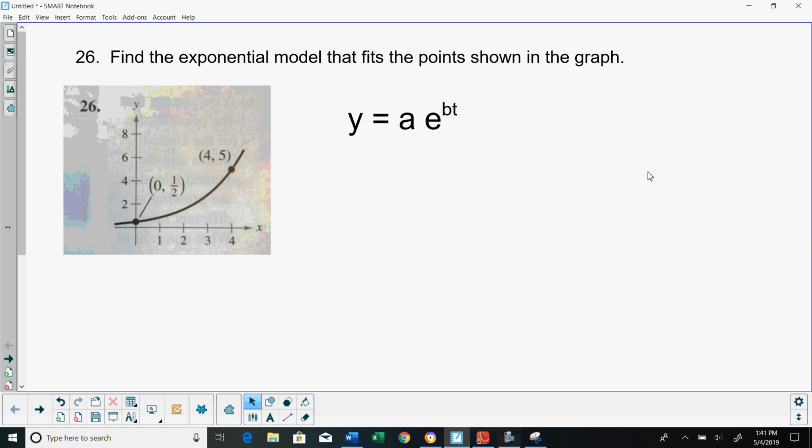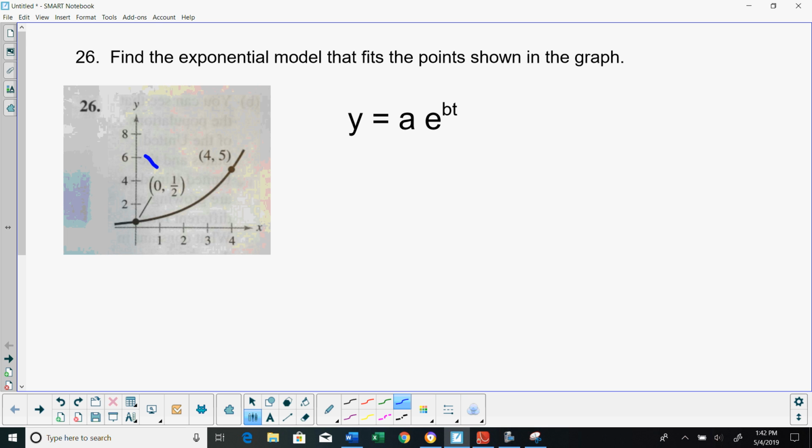We're looking at number 26 from section 3.5, and this is finding the exponential model that fits the points shown in the graph. If we're looking at the graph, it sure looks like an exponential growth model, which is why we would want to use this model that we see here, y equals a times e to the bt. And we don't want a negative there, because if there was a negative in front of that b, that would indicate an exponential decay. So again, assuming b is positive, we don't want a negative in front of that positive b. All right, so in this case, let's plug in some things and see where we're at.